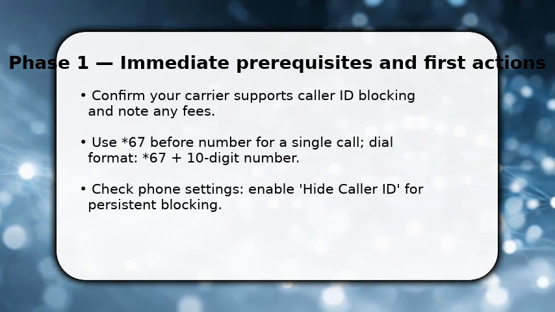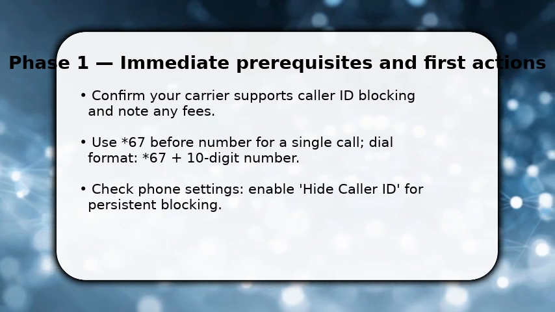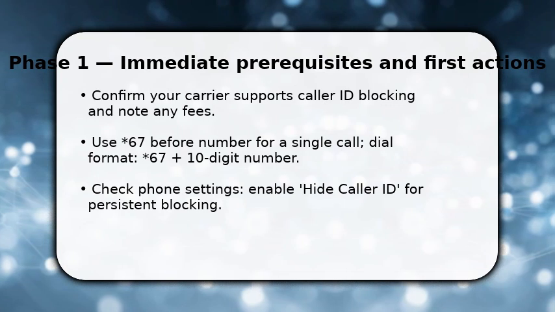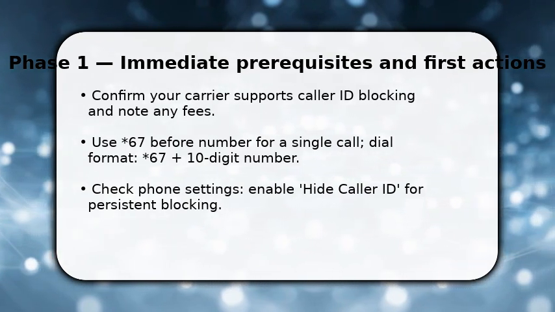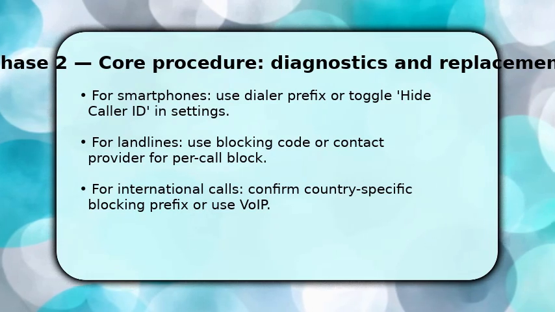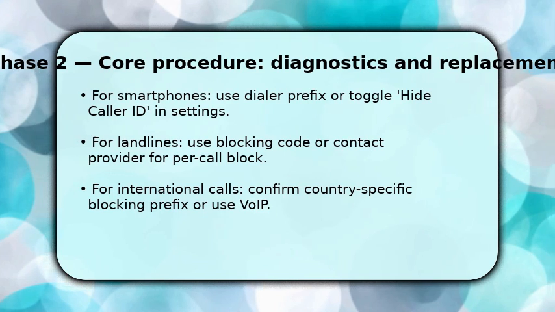Go to Settings, Phone, Show My Caller ID, and toggle off. This avoids surprises and explains why the network or device might still reveal info. You now execute the call with attention to device and scope. On smartphones, either enter the blocking prefix or enable the Hide Caller ID option, then place the call.